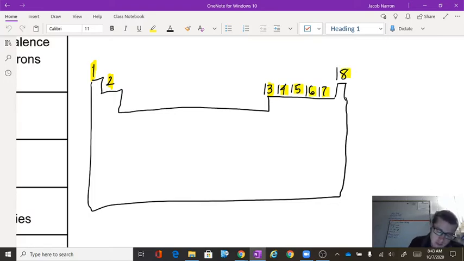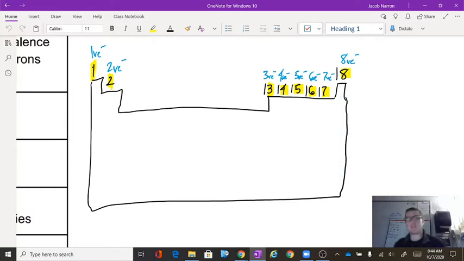So each of these groups then has 1 valence electron, 2, 3, 4, 5, 6, 7, and 8 valence electrons for each of those groups. Now, that applies for everything in that group. So if I say group 18 has 8 valence electrons, that applies to everything down that group. Okay?